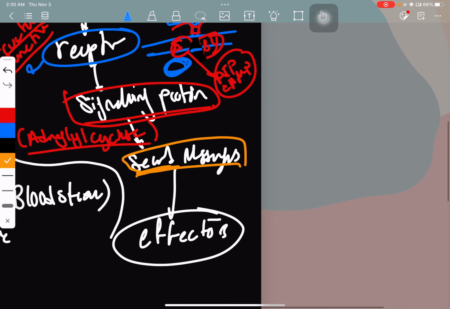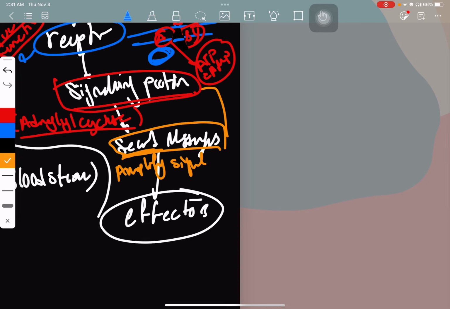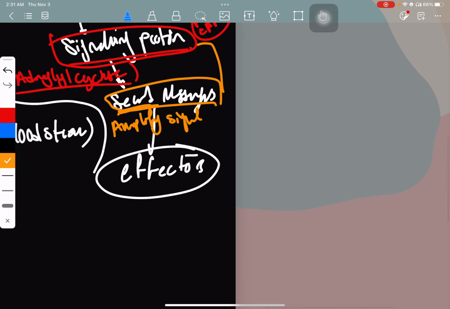Why is that very important? First, these two amplify the signal. Also, there are a lot of second messengers that can be produced inside of the cell. So the cell does not need much energy to produce a response, because there are a lot of them. It's more efficient to produce them to elicit the response.